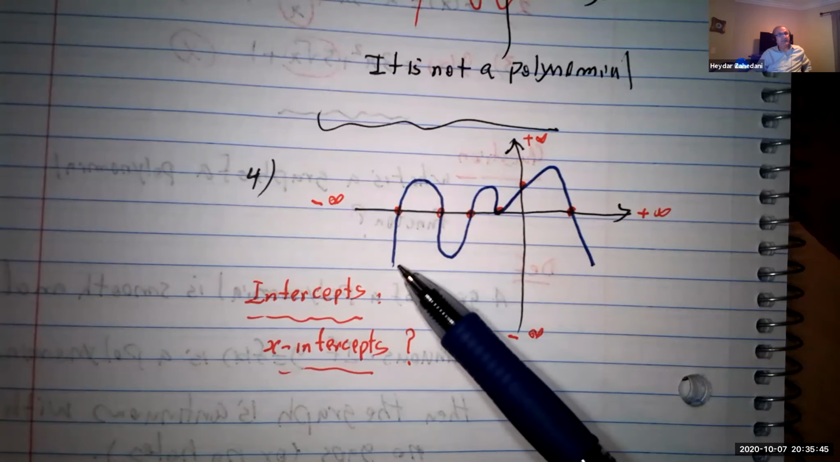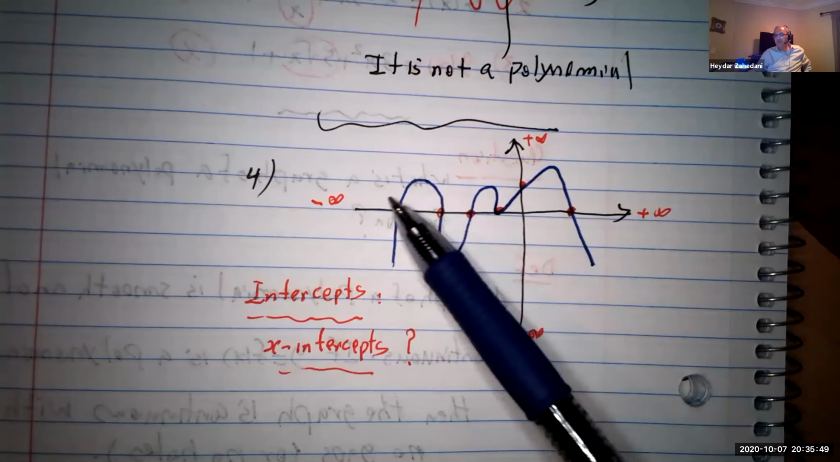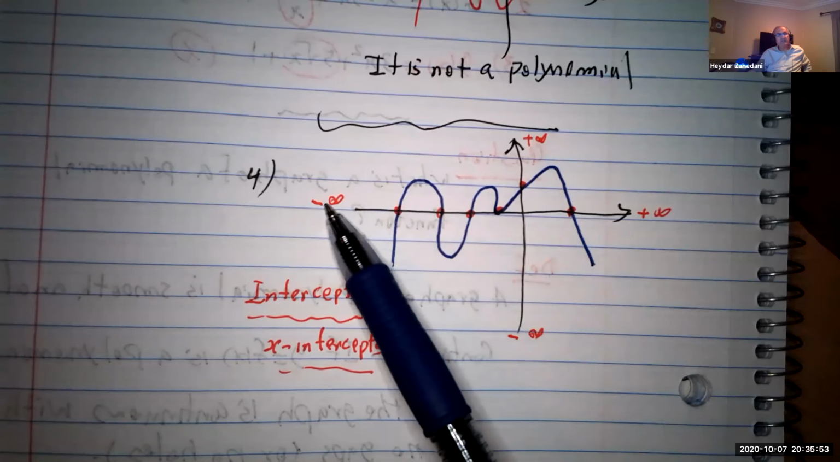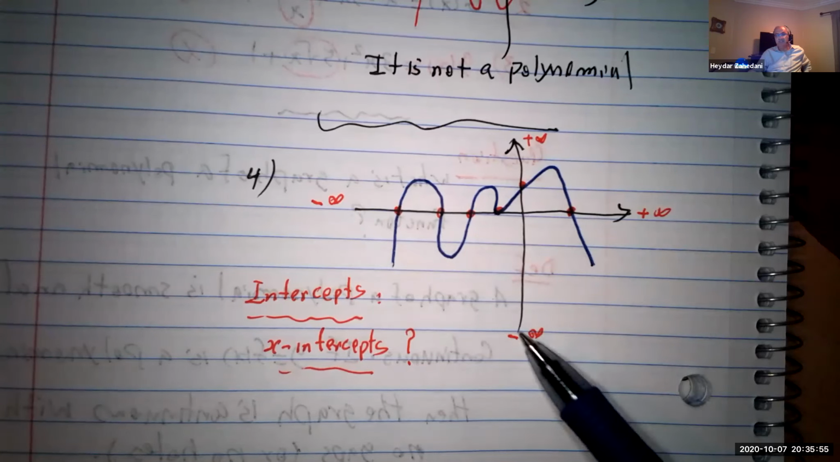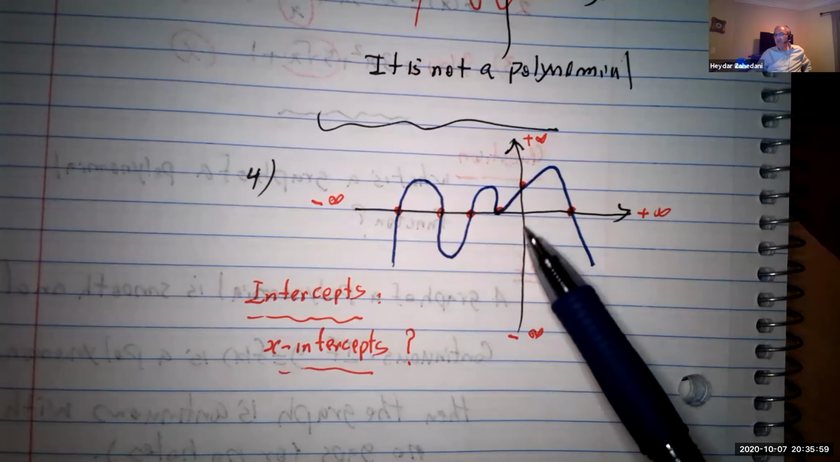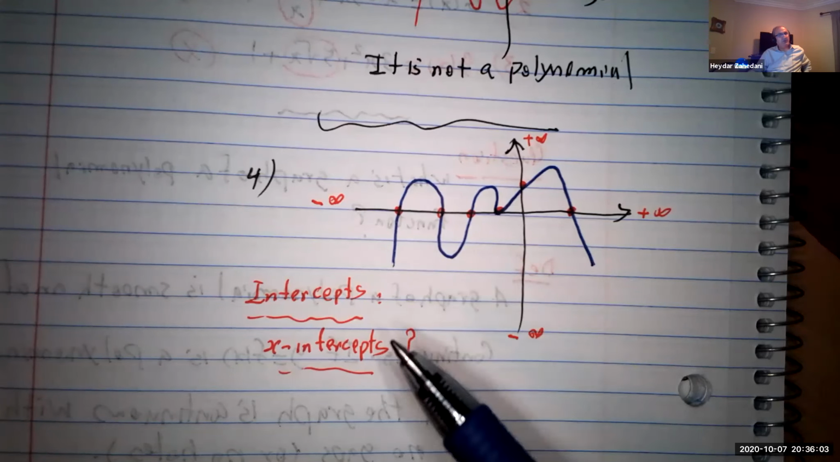You see over here, you start from the third quadrant. In the third quadrant, x is negative and y is negative. So as x goes to negative infinity, y goes to negative infinity. So you must know this one. Otherwise, how do you know that?